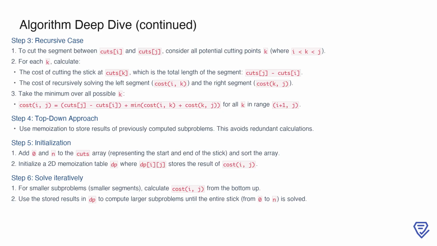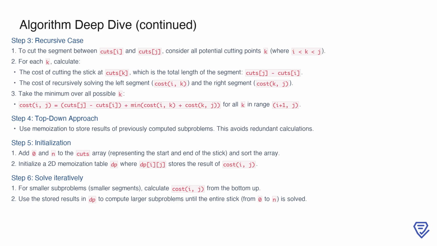The total cost for a cut at k is the sum of the current segment length and the costs of the two subproblems. To minimize the total cost, we take the minimum value over all possible k. To avoid redundant computations, we use memoization, storing results of previously calculated subproblems in a DP table.